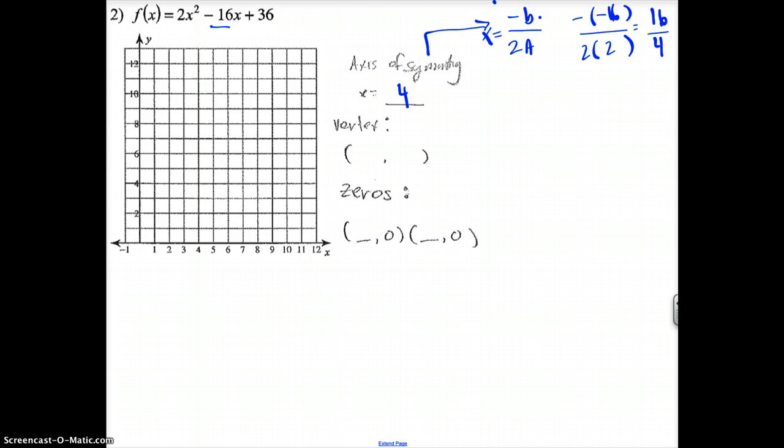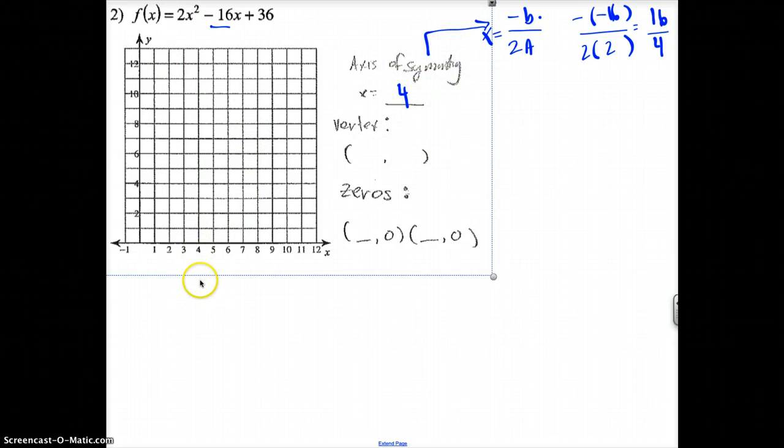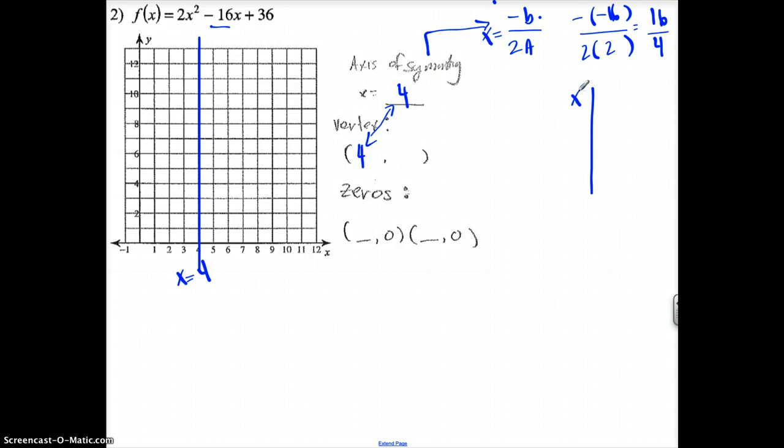So here it is. Let's do this in blue. Here's 4. Okay, axis of symmetry, x equals 4. Now that also means it's the x value of our vertex. These two are the same. The axis of symmetry is the x value of our vertex. Okay, we'll fill it into the chart, x and our y values, and we're going to start at 4.